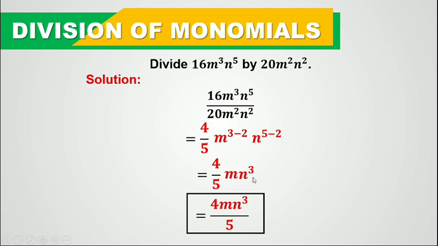So again, if the exponents of the variables are all positive, just like this, the exponent of m is positive 1, and the exponent of n is positive 3, so we're going to write both of these variables in the numerator. Otherwise, if the exponents are negative, we're going to write that in the denominator. Okay. Now let's try more examples.